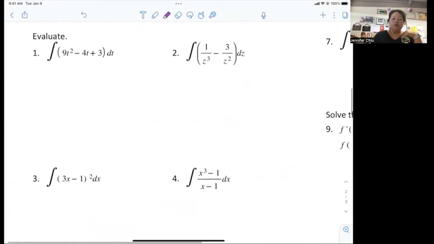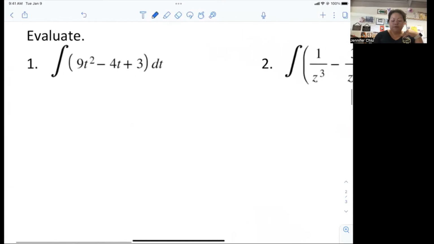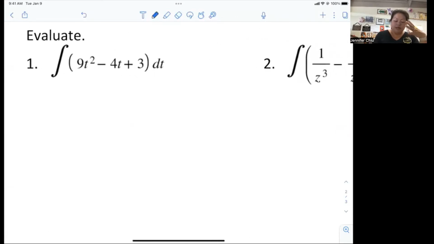All right, so let's take a look at what tools I have under my belt. First one is a very straightforward power rule, right? So we go ahead and take this. The antiderivative of this will be 9, that's your coefficient.